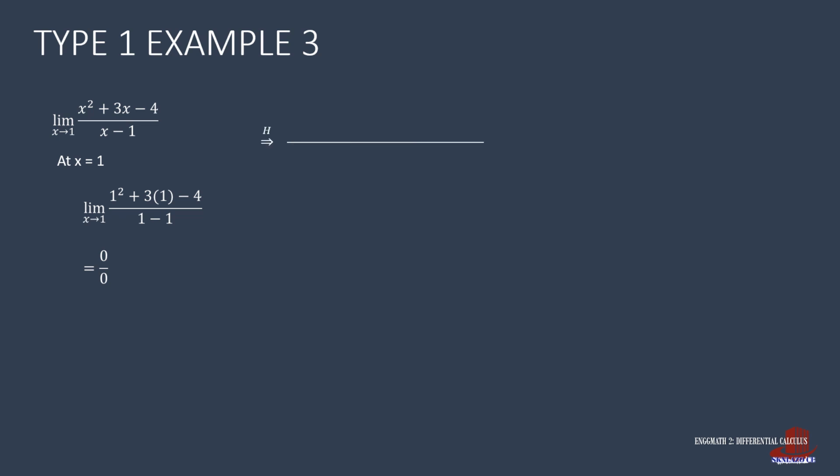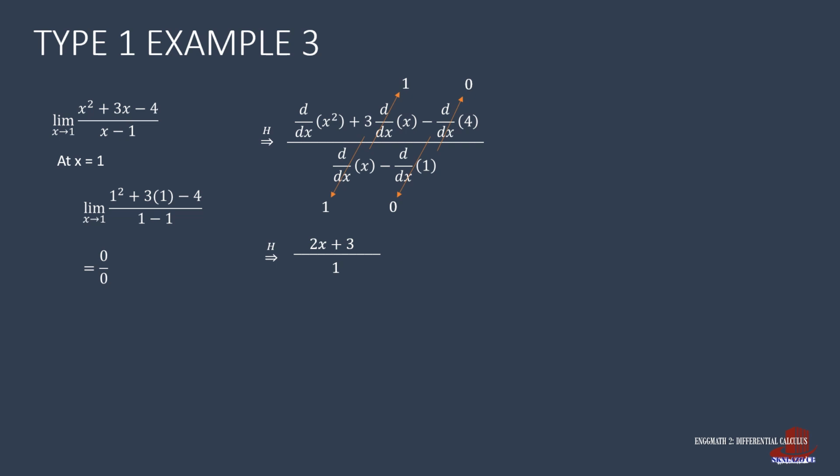Start by taking the derivative of the numerator, that is the derivative of x squared plus 3 times the derivative of x minus the derivative of 4, all over the derivative of x minus the derivative of 1. The derivative of x turns out as 1, and the derivative of a constant becomes 0. So we get the derivative of x squared as 2x with 3 upon 1. With the expression already simplified, plug 1 as x to get 2 times 1 plus 3 all over 1 to get 5. This is the limit of the whole expression.